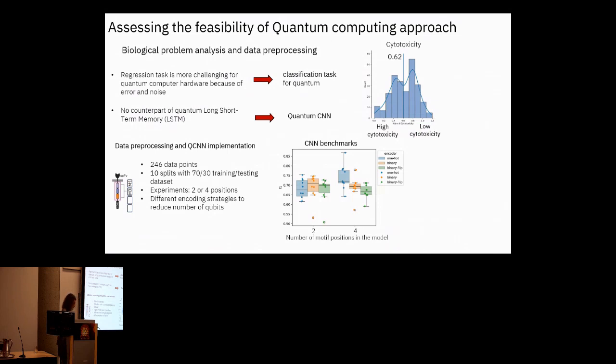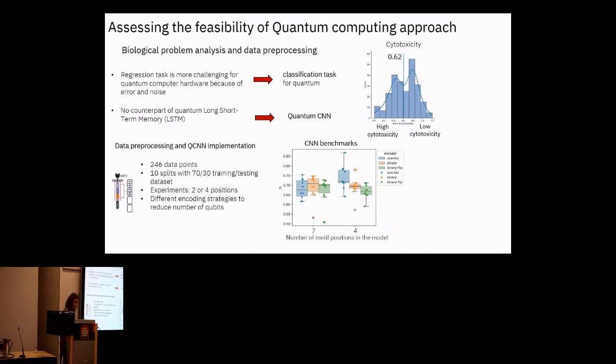So on the top left of the slides, there is our data setup. So we have 250 data points. We use 70-30 splits for training and testing data set. And we experiment the combination of 2 motifs or the entire 13 motifs in 2 or 4 positions.